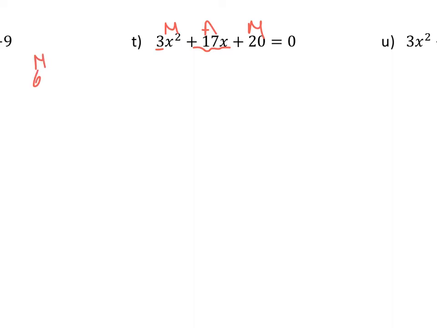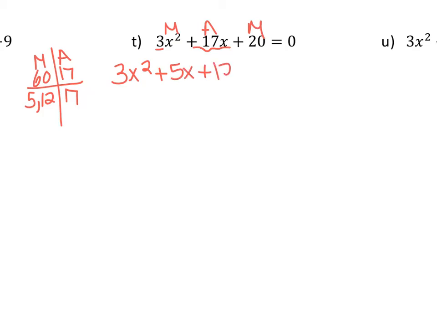So M is 60 and A is 17. With 60 and 17, 5 times 12 is 60, and when you add them, you get 17. So again, that's my middle term. 3x squared plus 5x plus 12x plus 20 equals 0.